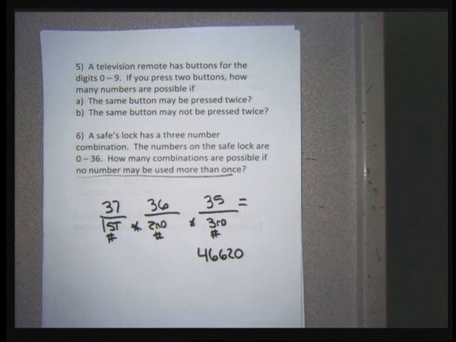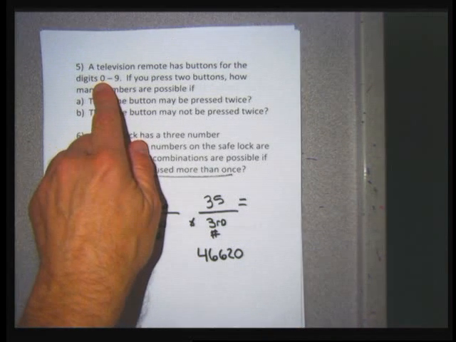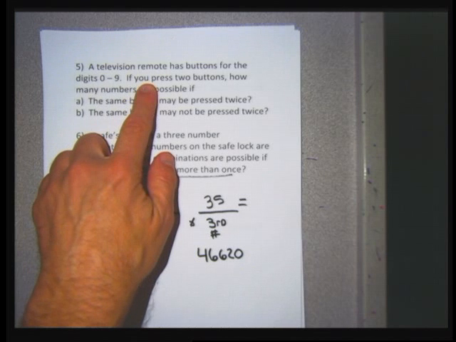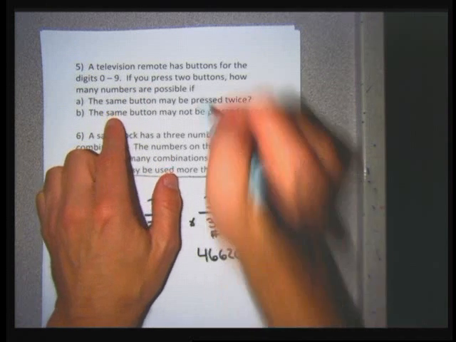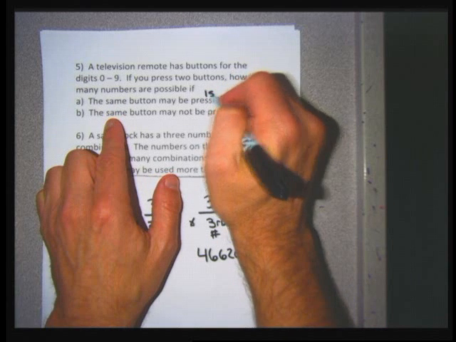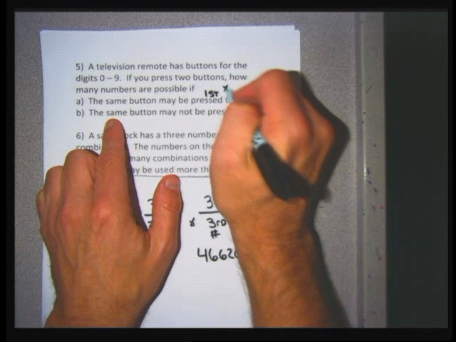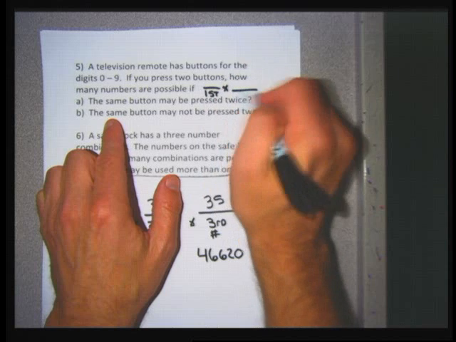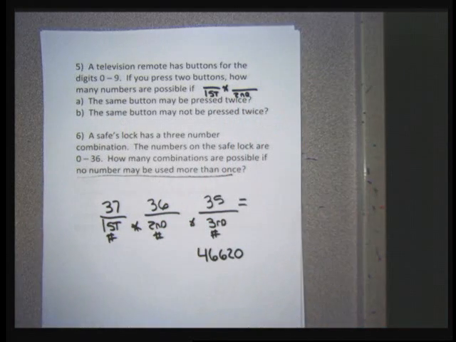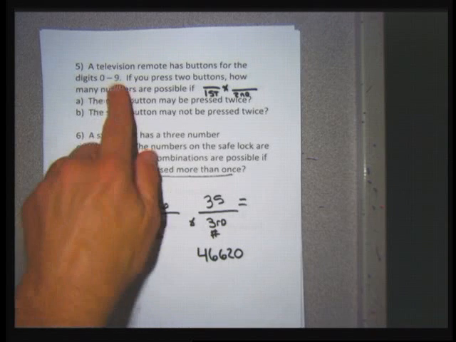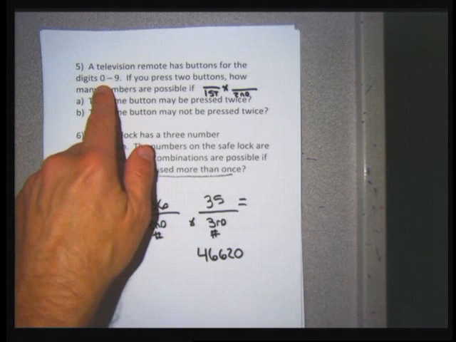So for your problem, a television remote has digits 0 through 9. You're going to press 2 of these digits. How many numbers are possible? So for you, your experiment is picking a first number and then a second number. Now, for the first number, there's going to be 10 numbers to choose from. The numbers 1 through 9 are 9 numbers, and then 0 gives me a 10th number.